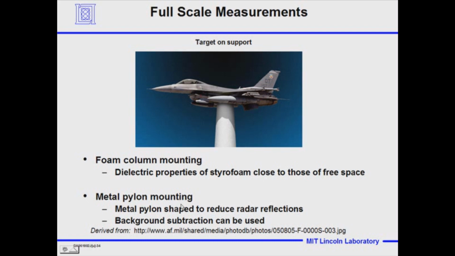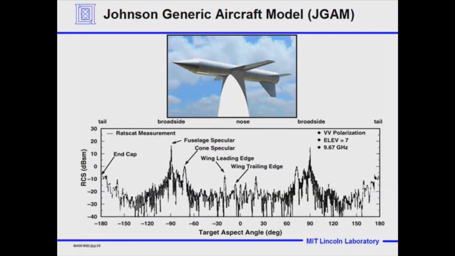You can mount it on a metal pylon, and you shape that pylon to reduce its cross-section and make it very small. You can have just a sharp leading edge and do whatever people need to do to make that very low reflectivity. Or you can make your measurements with just the pylon and no target, and subtract off the background, which is just the pylon, from your measurements, and that would be the measurement of the target. It's sort of target plus pylon minus pylon cross-section equals target cross-section. That's how full-scale measurements are made.